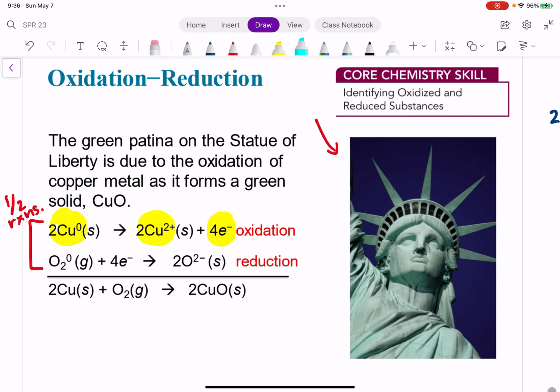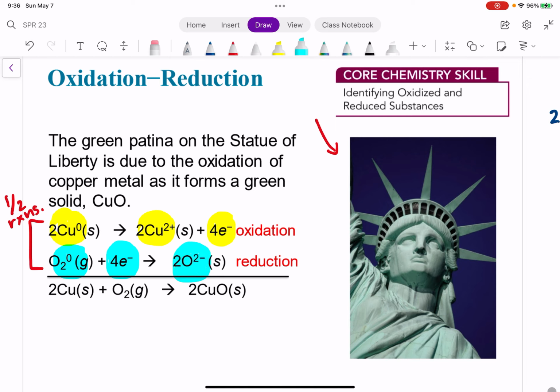So something must have been reduced. Yes, oxygen was reduced. Oxygen had no charge, and it gained those 4 electrons that copper lost, and now it has a 2 minus charge.